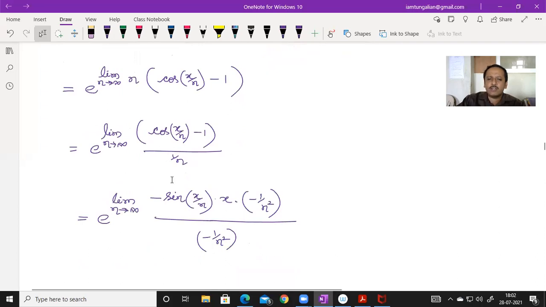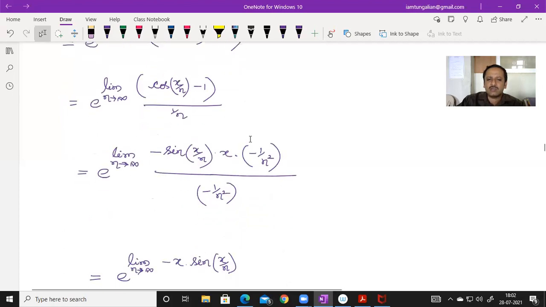Differentiate. The derivative of cos x by n is minus sine x by n into the derivative of x by n, which is x into the derivative of 1 by n, which is minus 1 by n square. Here, while differentiating, you must note that x is a constant, so that x will remain as it is. You have to differentiate with respect to n. So the derivative of x by n is x into minus 1 by n square. In the denominator, the derivative of 1 by n is minus 1 by n square. Minus 1 by n square, minus 1 by n square gets cancelled.